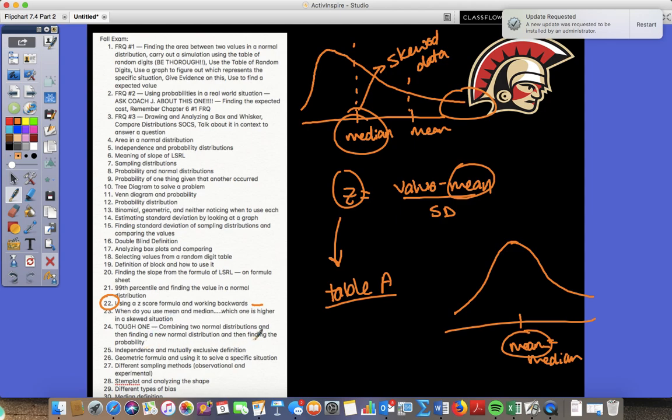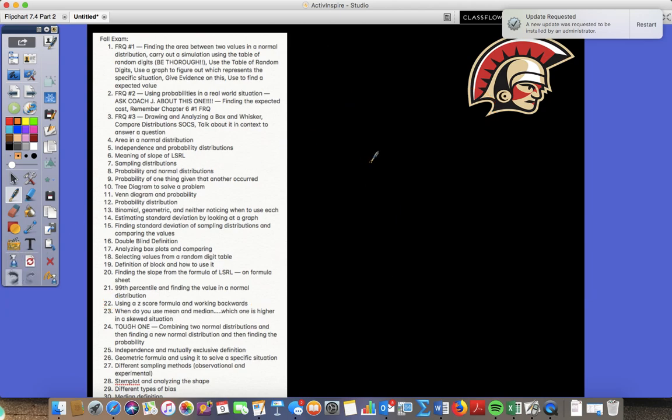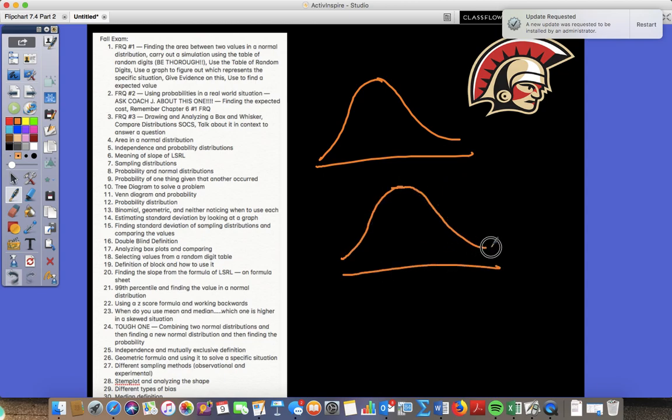Number 24, combining two normal distributions, then finding a new normal distribution, and then finding the probability. Here's an example. If I were to give you the information that I've got two normal distributions, let's say this is how I did on my first part of the multiple choice section of the test. I'm sorry, let's make it more realistic. A 40 with a standard deviation of 2.2. And over here we got a 50 with a standard deviation of 3.1.